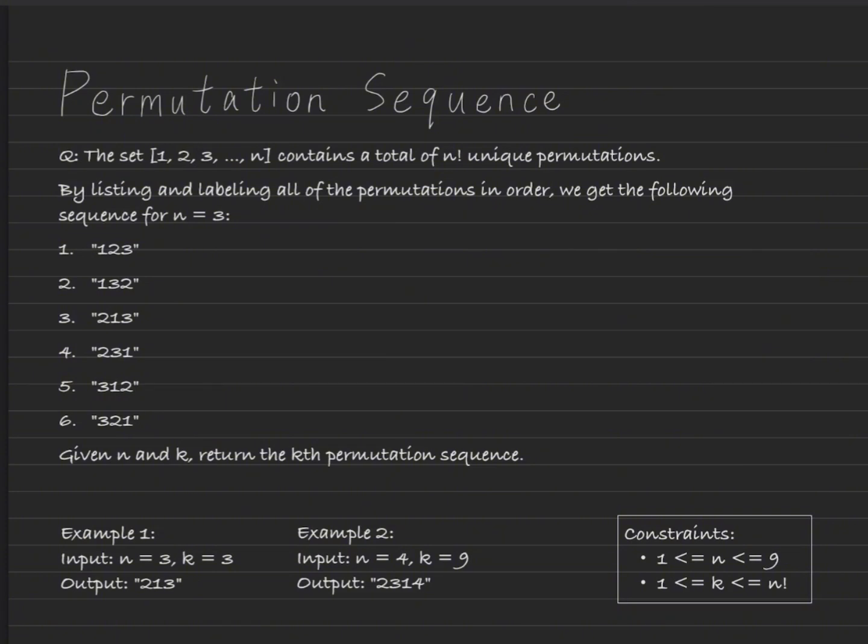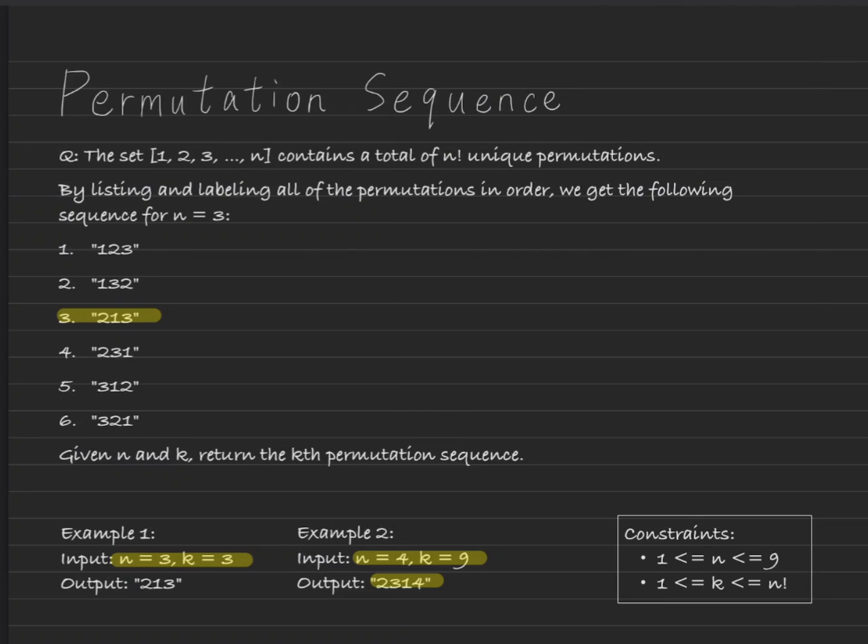In the example above, where n equals 3 and k equals 3, we will return the third number, which is 2 1 3. The second example is when n equals 4 and k equals 9, and the answer is 2 3 1 4. We'll use this as an example as we solve this problem.